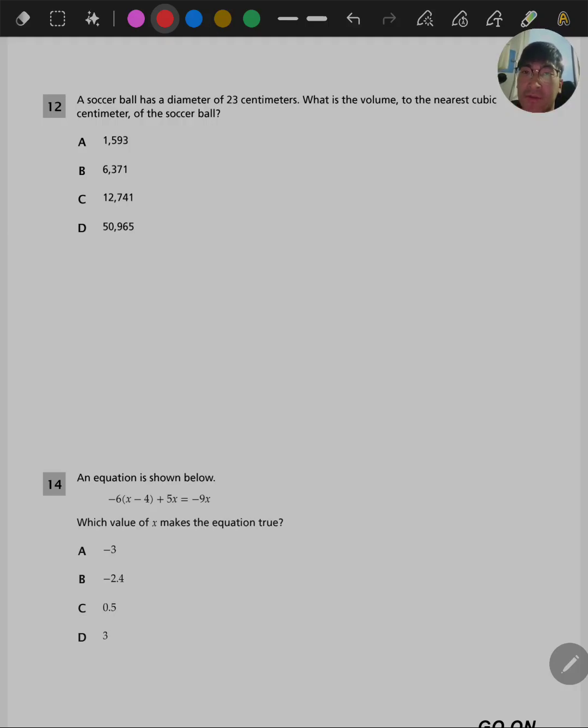So here they're asking you to find the volume. So you need to know the volume of a what? Of a soccer ball. Okay. The soccer ball is not the math topic, but you got to know what shape that is. Or, I mean, what object. That is a sphere.